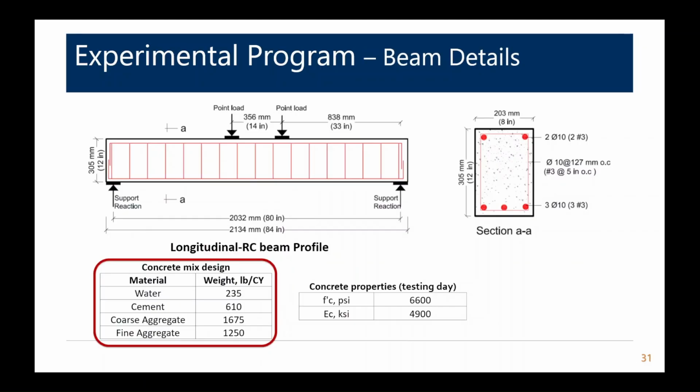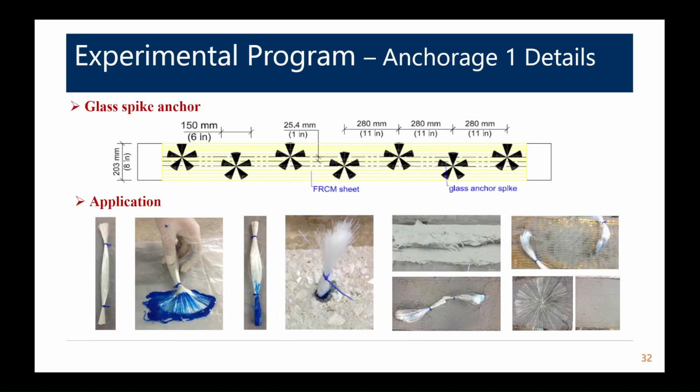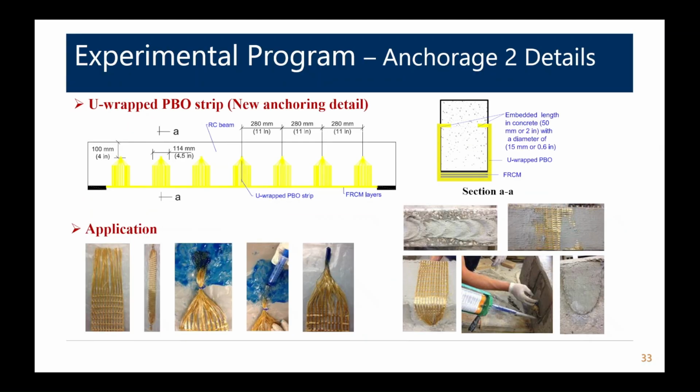So here are the details again of this test specimen for the anchorage system, very similar to what we have. This is the spike anchoring system. So this is on the flexural side on the bottom soffit, and here you can see the steps in terms of preparing the anchoring system. And then here's the newer anchoring system that we developed at Missouri S&T, which actually uses the PBO system.